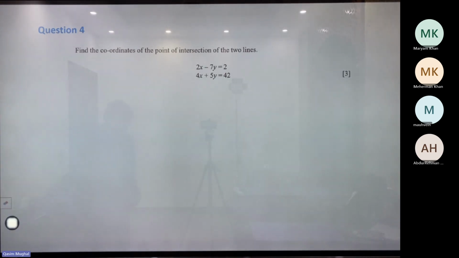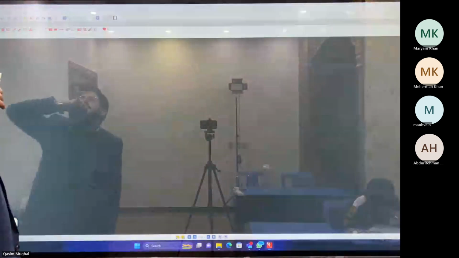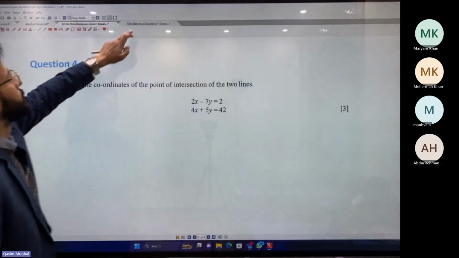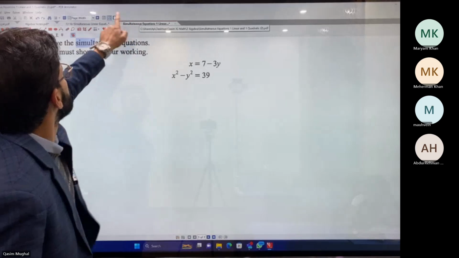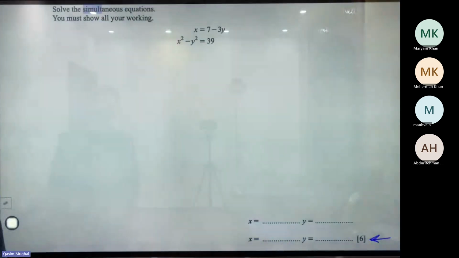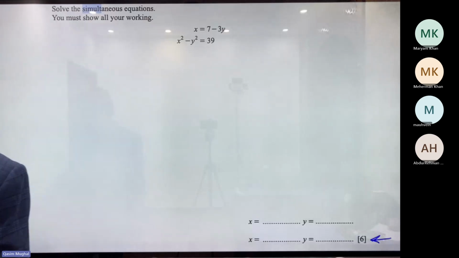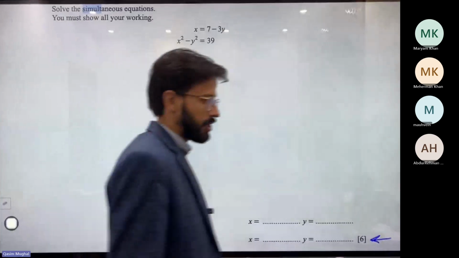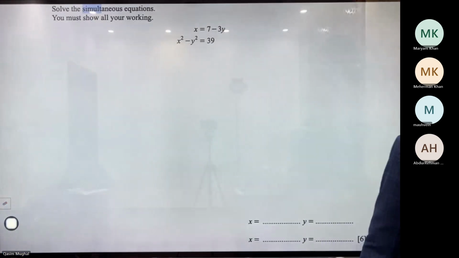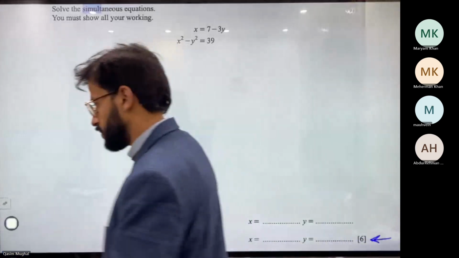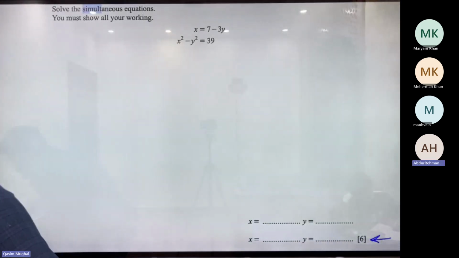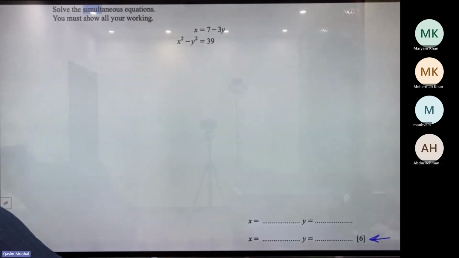2x minus 7y equals 2. Then 4x plus 5y equals 42. ओके, IGCSE बताएं जी क्या आंसर आ रहा है इसमें। IGCSE 0580 स्टूडेंट्स would like to share the answer. चलो on it या हो गया? Anyone who's done it is in? Sir, सही है sir. Okay.